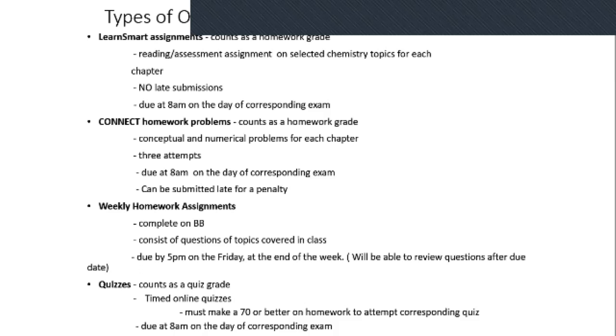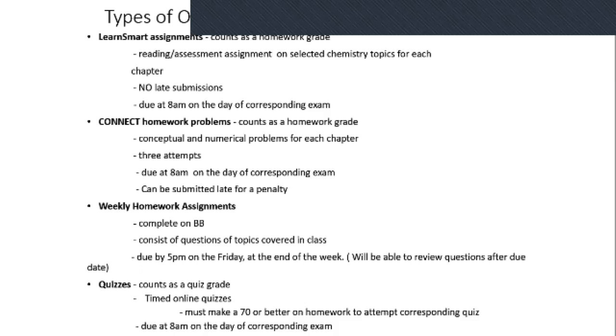These are just like the Learn Smart. These are due at 8 a.m. on the day of the corresponding exam. So whenever the exam date is, 8 a.m. is when all the Learn Smart and Connect homework assignments are due. Now, the homework problems can be submitted for a late penalty. I believe it's 15% a day late.